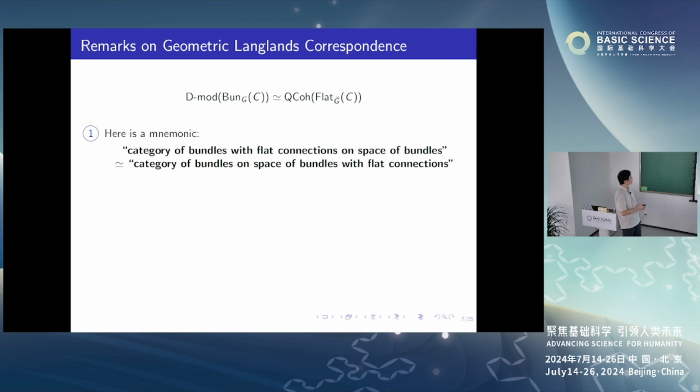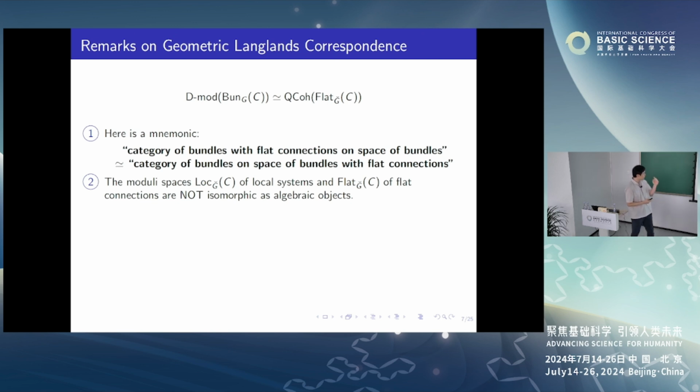And on the other hand, on the right-hand side, you have flat bundles, and you think of quadratic range. So then you may want to read it as a category of bundles on space of bundles with a flat connection. So there is some fundamental asymmetry. The flat is moving from here to there. And that's somehow showing some feature of geometry Lagrange correspondence. There is fundamental asymmetry right there.